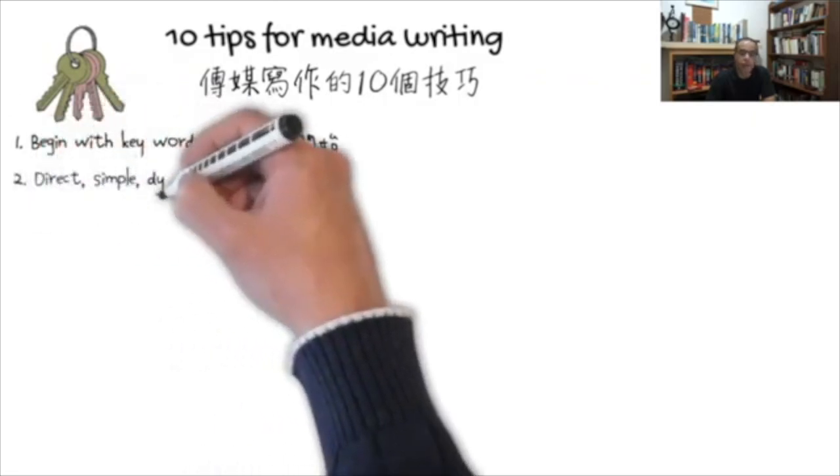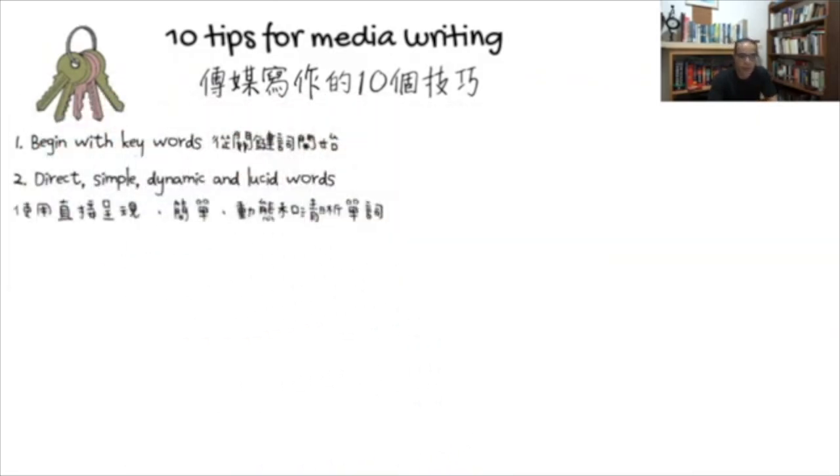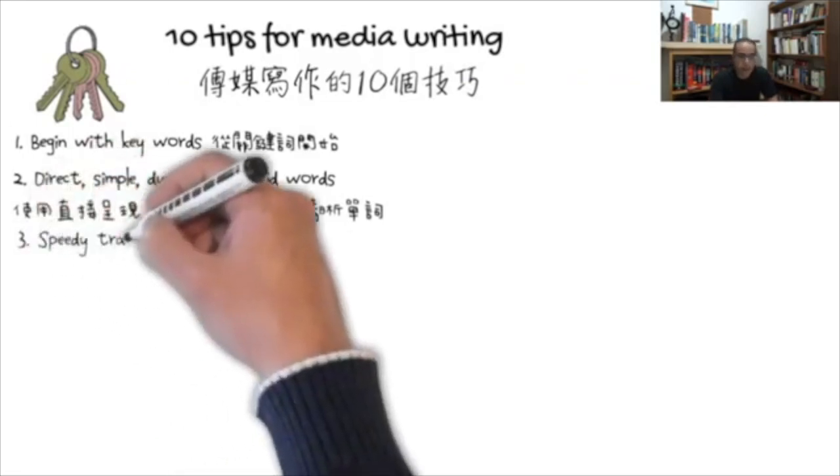The second tip: always use direct, simple, dynamic, and lucid words. Don't use complicated and complex sentences. Always use the shorter, the simpler words. Use easy language, easy structure of sentences. Don't complicate things for yourself and for your reader.